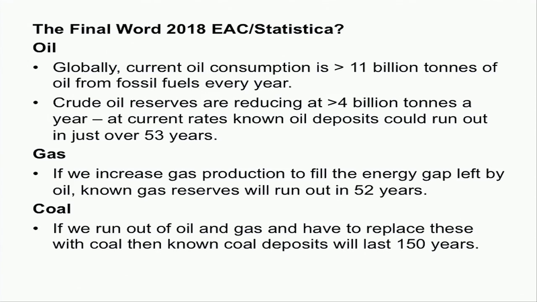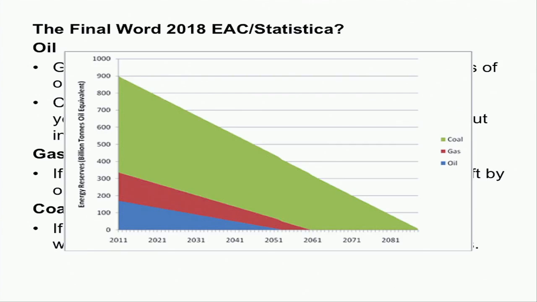Gas, if we were to increase gas production to fill the hole, as we currently are doing, left by oil, known gas reserves will also run out in about the same time, because we estimated the same values for R2, etc. Coal. Well, if we do run out of oil and gas and have to replace those with coal, then known coal deposits would last 150 years, not into the 24th century. And there are various estimates based on how long those resources would last if we start to replace oil and gas to match current consumption, etc. So you can see certainly by the end of the century we'd start to use up a significant amount of gas and coal.